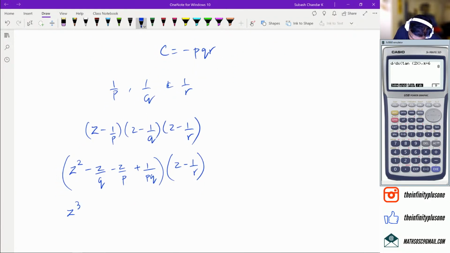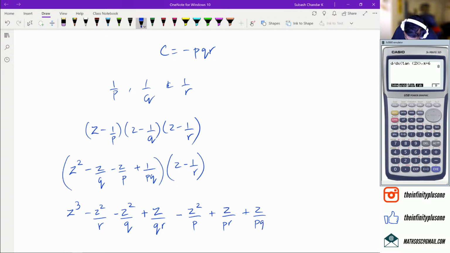So we're going to get z cubed minus z squared over r minus z squared over q, and then we've got plus z over qr. This part I've got to be careful with: minus z squared over p plus z over pr plus z over pq minus 1 over pqr.